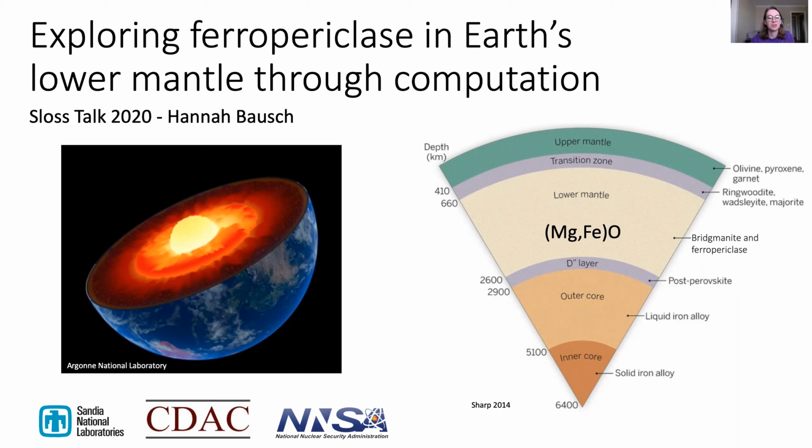I study how minerals behave at conditions present deep within the earth so that we can gain a better understanding of the makeup and physics of the different areas within it.